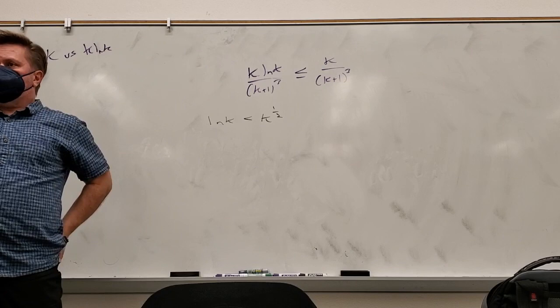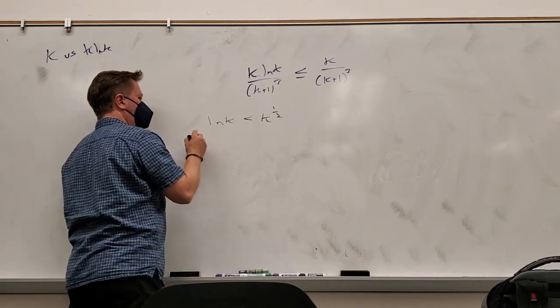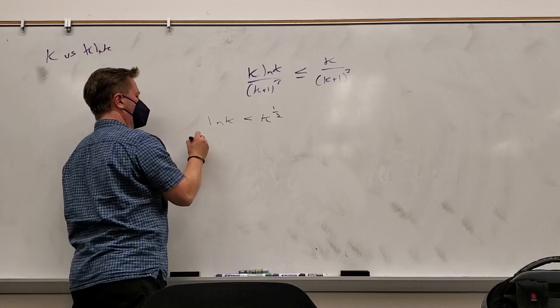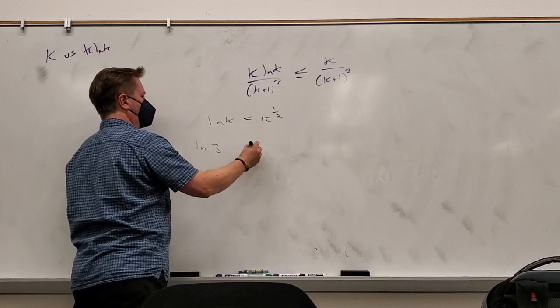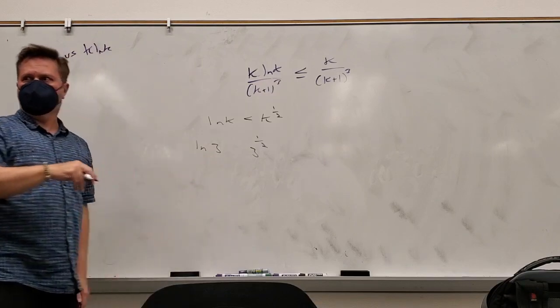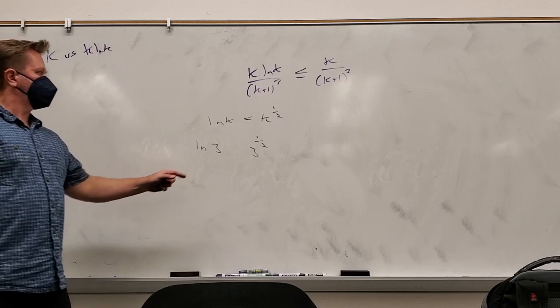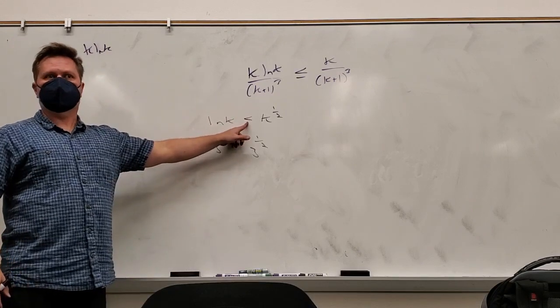If you can show that it's true for some value, right? So let's say 3. Or I don't know, when is this true? So natural log of 3 versus 3 to the 1/2. That's the first whole number it's true. So what's the natural log of 3? What's 3 to the 1/2? Show that inequality holds. Are you guys with me so far?